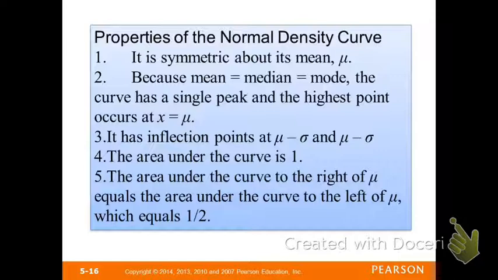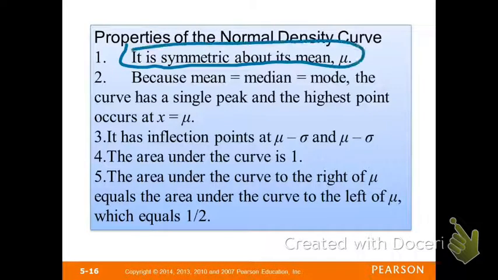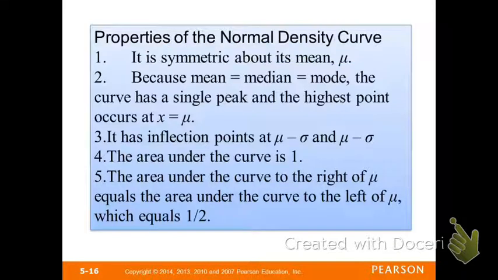The area under the curve to the right of mu equals the area under the curve to the left of mu, which is equal to 1/2. And that's really just a restatement of property 1, which is symmetric about its mean. So if the area is 1, right, and it's symmetric, then it has to have an area of 1/2 on either side of the mean.